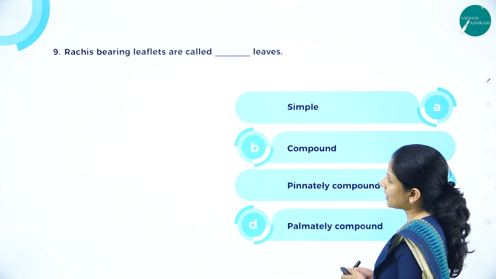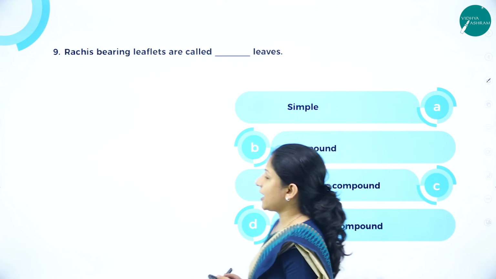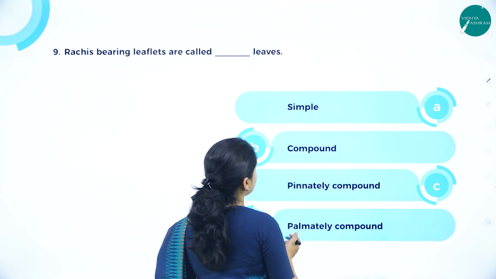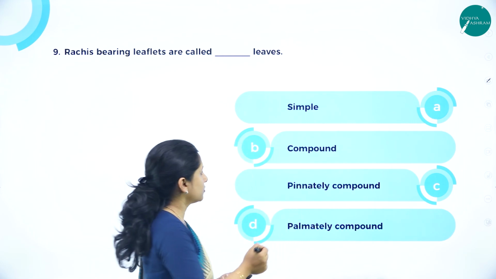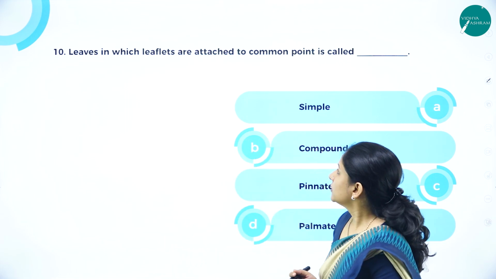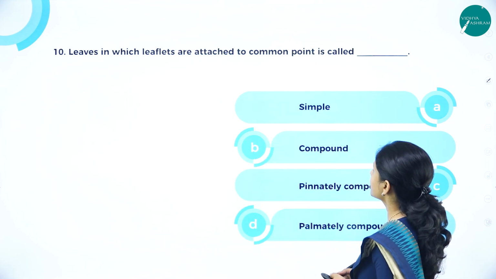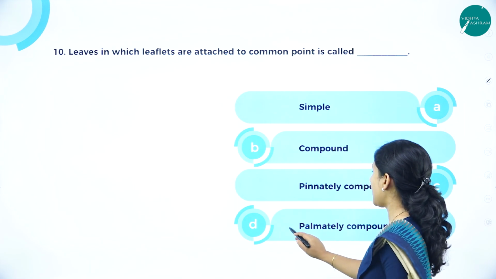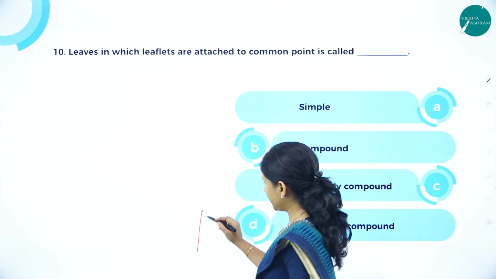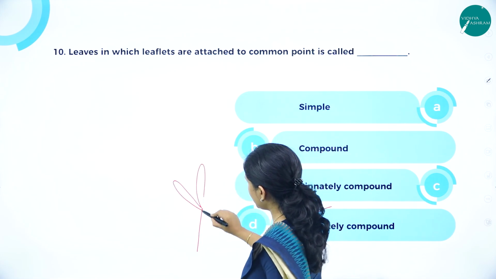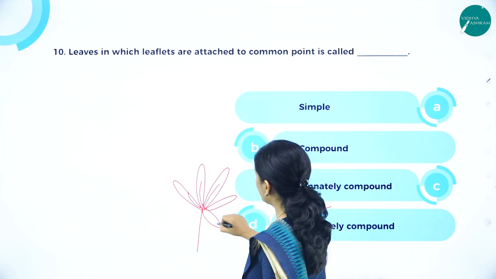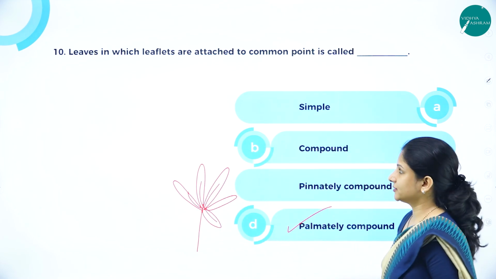Next question. Rachis bearing leaflets are called dash leaves. So, which leaves have rachis? It is the compound leaves that have rachis. So, the right option here we have to select is the compound leaf. Leaves in which leaflets are attached to a common point are called palmately compound because I told you there will be a common point in the petiole from which the leaflets will be attached like this. So, therefore, it is palmately compound leaves. That is the right answer.